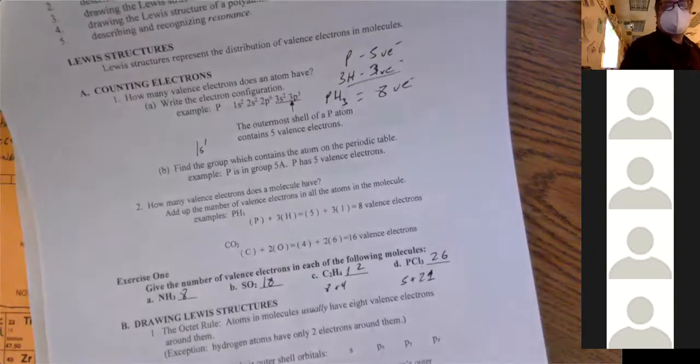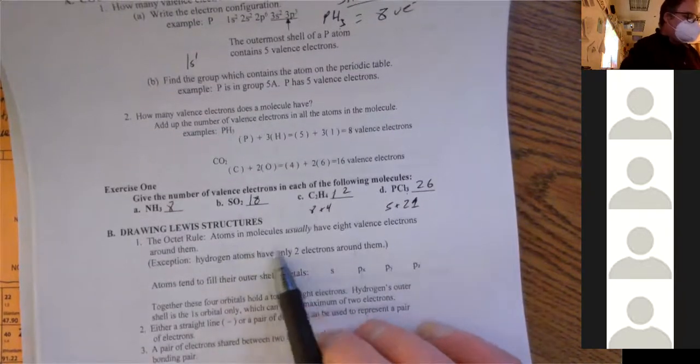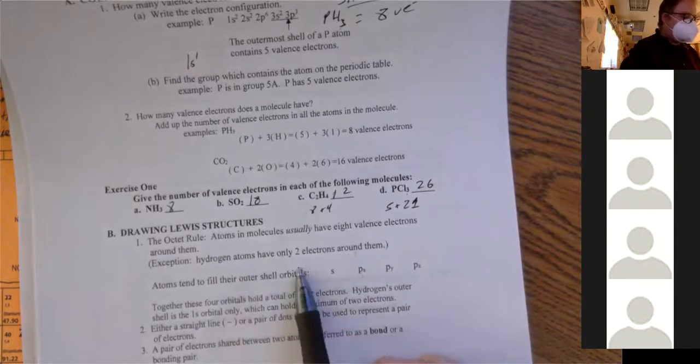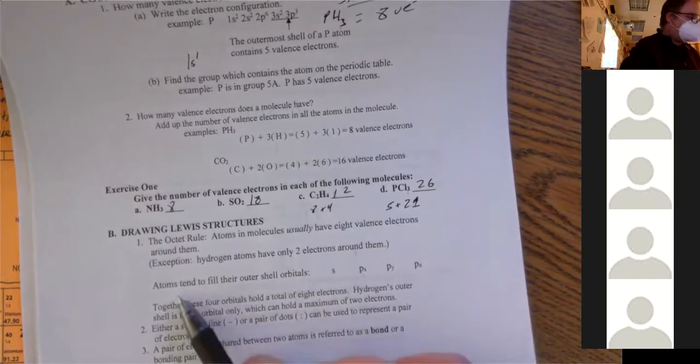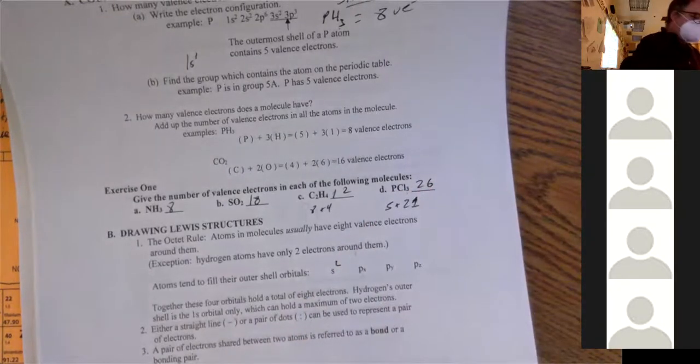So that's the key to first doing this. We have to find out how many valence electrons we have total to work with. Valence electrons are the only electrons that we're going to be able to use to create bonds. The octet rule says atoms and molecules usually have 8 valence electrons around them. Hydrogen is an exception, with only 2 electrons around it. But that makes sense, since hydrogen only has an s orbital, 1s, and the s orbital can only hold 2 electrons. So that's why hydrogen is an exception.